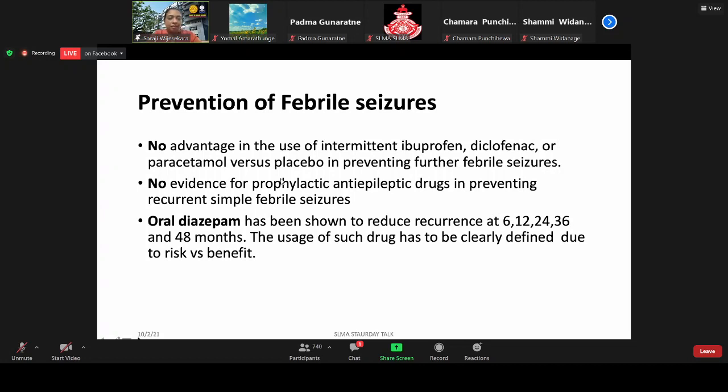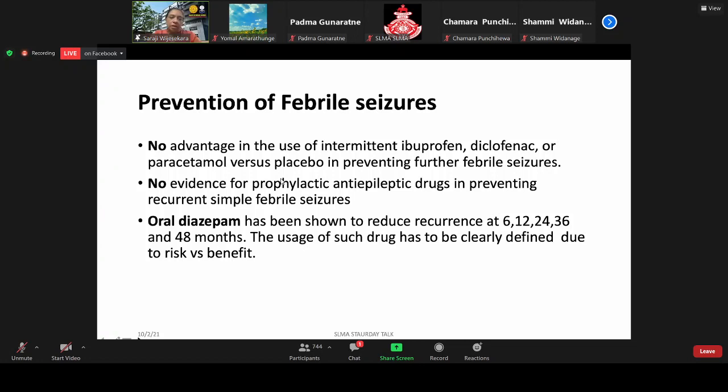Well, there's no advantage in the use of intermittent brufen, diclofenac, paracetamol, or placebo. So that has been tried versus placebo in preventing further seizures. Obviously, there is a chance that the child can get a febrile seizure, about 30%, they say. And there's no advantage in the use of ibuprofen, diclofenac, which we have to clearly inform the parents, because otherwise they come back and say, doctor, you gave us paracetamol, you asked us to give paracetamol, but still my child is getting seizures. So they are not very happy. So you need to communicate this to the parents.